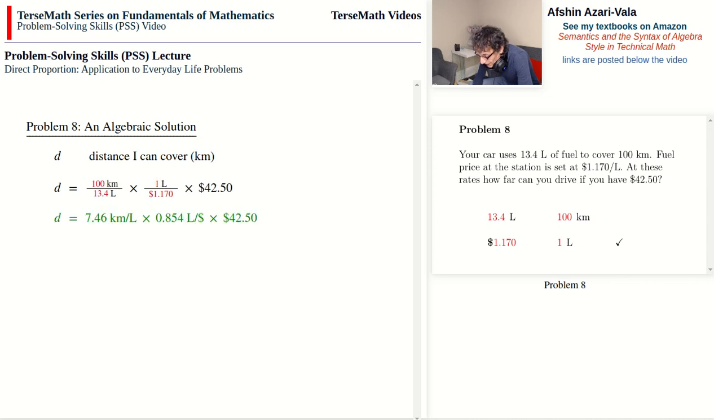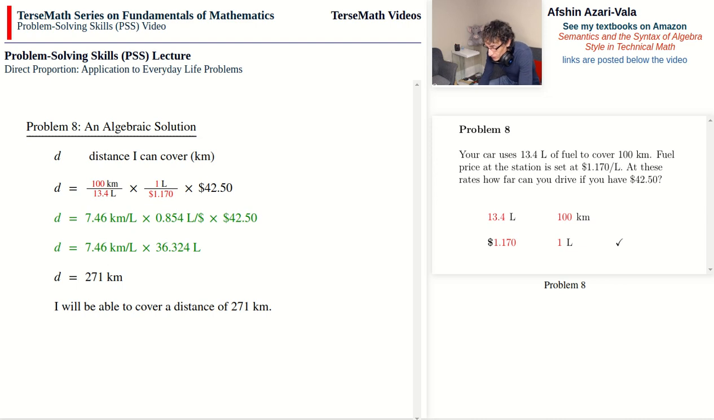Okay, and again, if you want to remind yourself as to how it works, you do the divisions. This one gives you 7.46 kilometers per liter, and this one gives you 0.854 liters per dollar. And now we multiply so many liters per dollar by the total amount of money that we have to find out how many liters we need in total. And if we know how many liters we need and we know how many kilometers for 1 liter, we can multiply those to find the total distance, which is 271 kilometers.